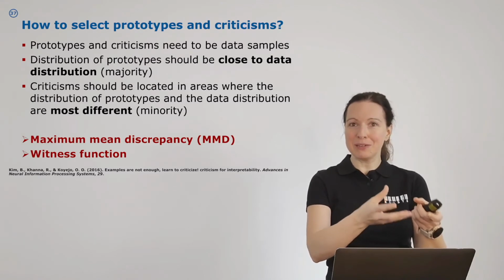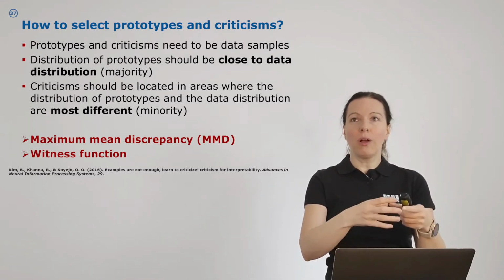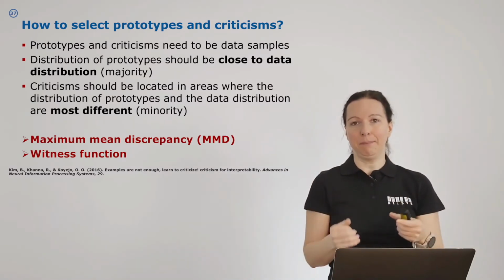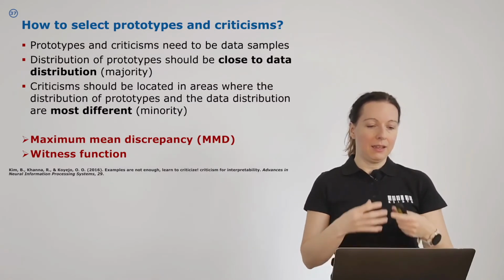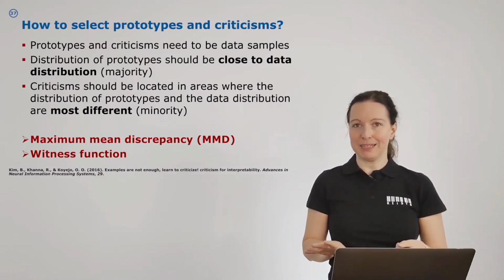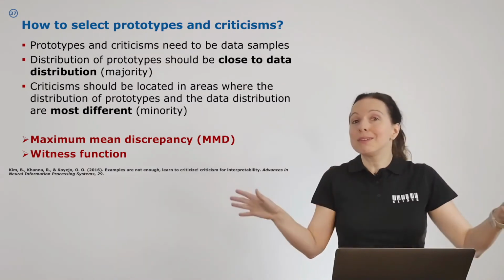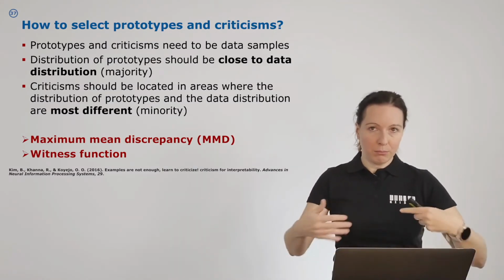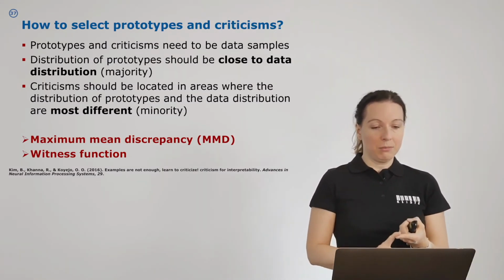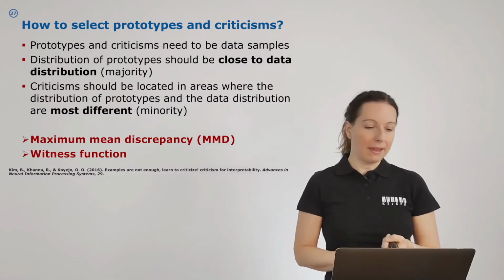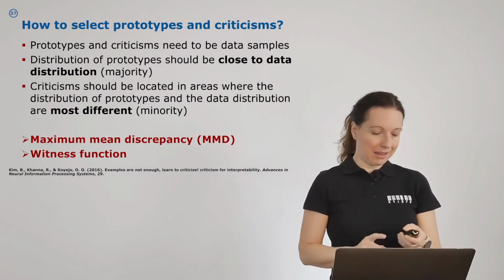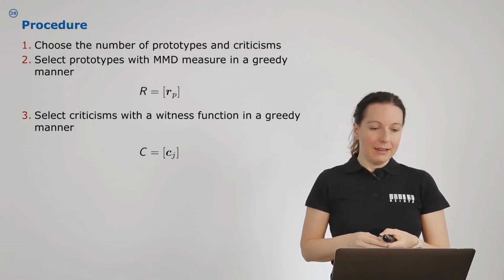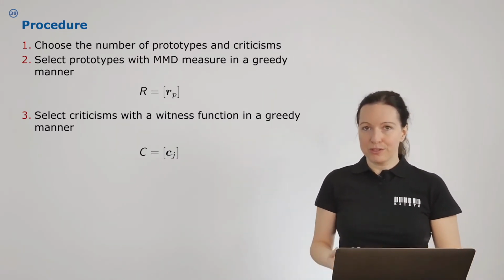They're still representative of the data set, but not so representative for the whole data set that the prototypes might find them. So we have majorities and we have minorities, and both should be represented, and both should represent the whole data set. And what we need to find them both is, first of all, the maximum mean discrepancy, MMD, and we need a witness function. I will show you in the next few slides how you can use them. So let's dive a little bit more into the procedure.